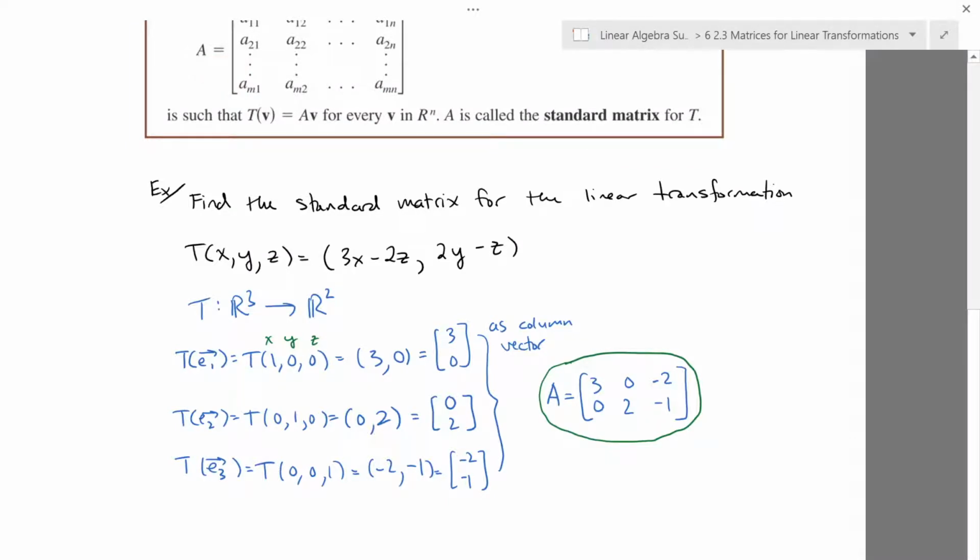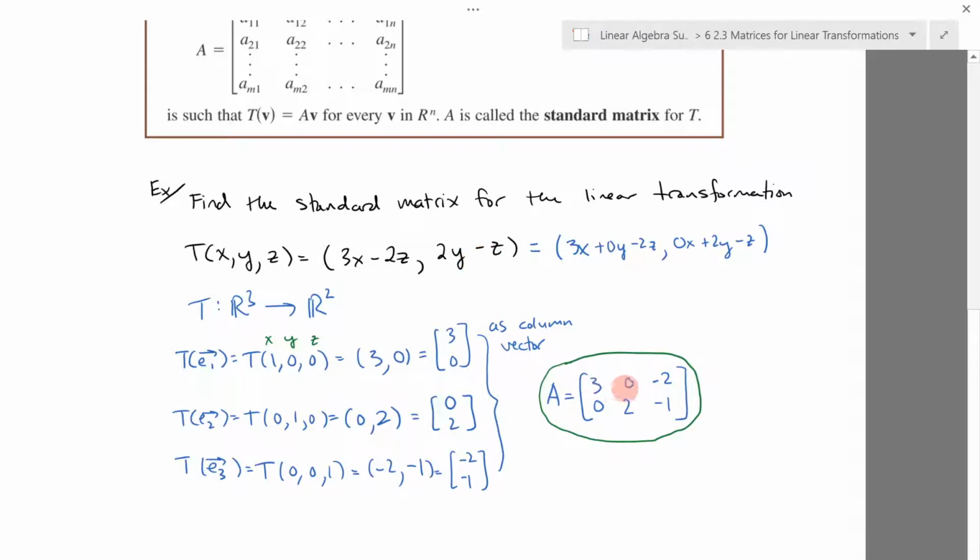However, if you compare the matrix representation with the formula for the transformation, let me first write it in a slightly different form where all the terms are written out. The first is 3x. It doesn't have a y term, so the y coefficient is 0, and then minus z. And then the second coordinate doesn't have an x term, so that has a coefficient of 0, and it's plus 2y minus z. As a column vector, the output's top entry represents the first coordinate, and the bottom entry represents the second coordinate.